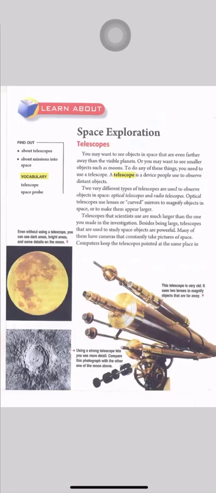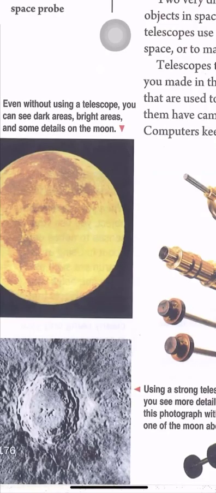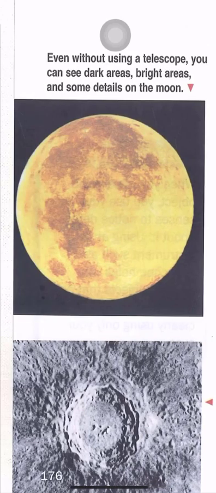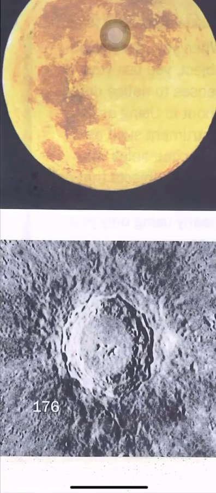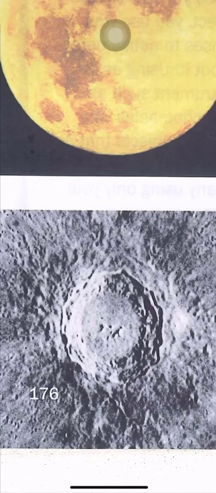All the telescopes that you can see in these two pages are located on Earth's surface. Look at this picture. Here you can see only dark and bright areas on the moon. But in this one, you can see more detail because strong telescopes have been used.